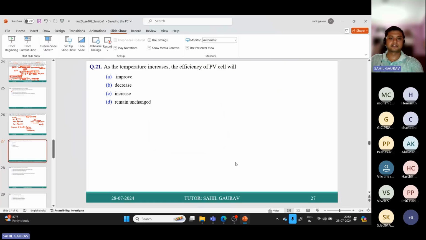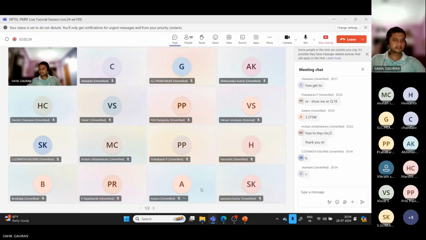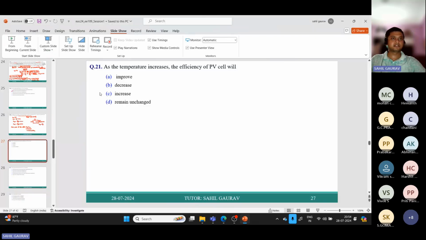Give your books. Chandni, are you giving the answer for this problem number 21?